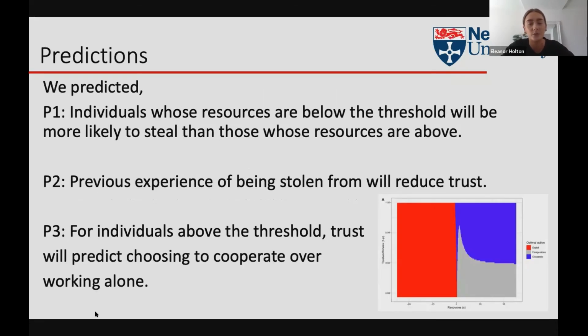So, based on the assumptions of the theoretical model, we predicted that in this economic game, individuals whose resources are below the threshold will be more likely to steal than those whose resources are above. Previous experience of being stolen from will reduce trust, and for individuals above the threshold, trust will predict choosing to cooperate over choosing to work alone.